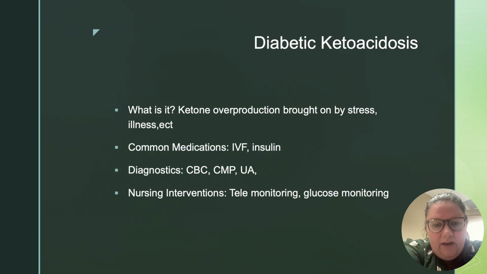And then, once we can get the blood sugar at a stable level, then they can come off of the insulin drip and then go to injectable insulin.